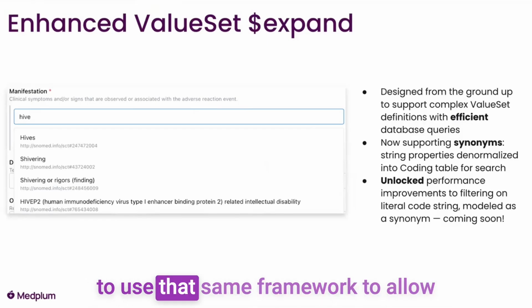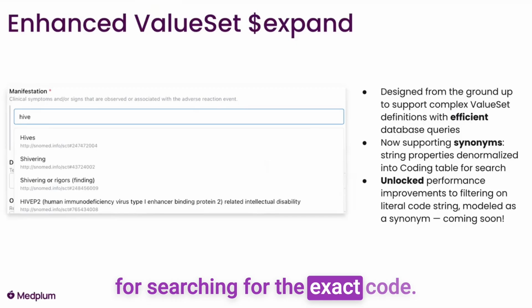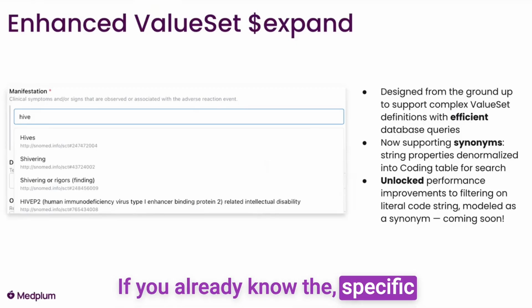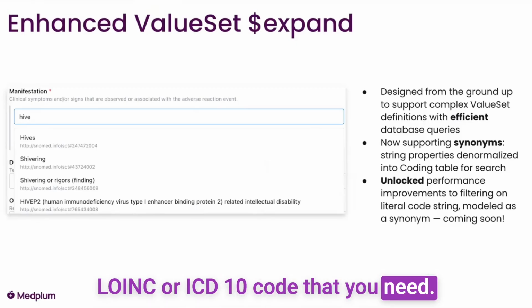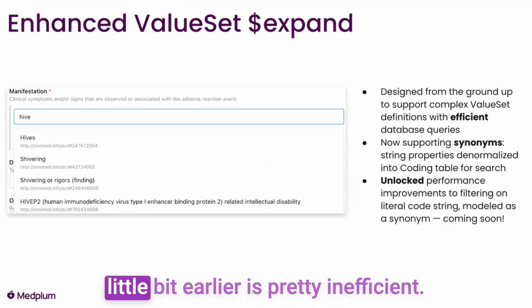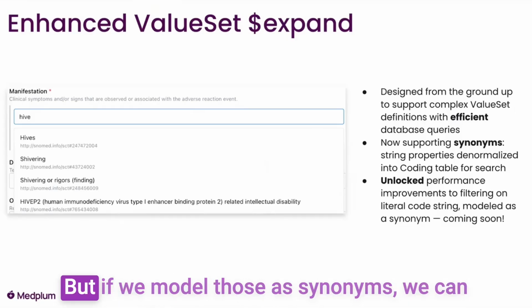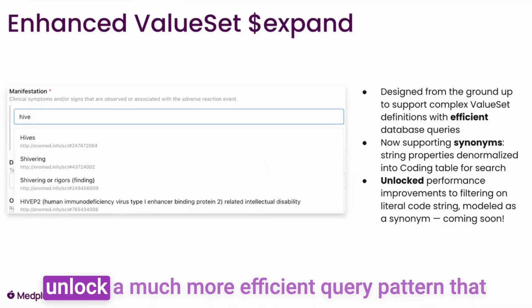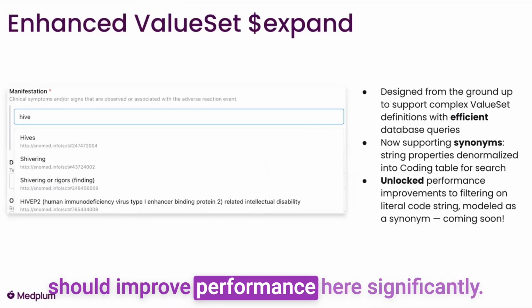And we plan to use that same framework to allow for searching for the exact code if you already know the specific LOINC or ICD-10 code that you need. Currently, that query that I showed a little bit earlier is pretty inefficient. But if we model those as synonyms, we can unlock a much more efficient query pattern that should improve performance here significantly.